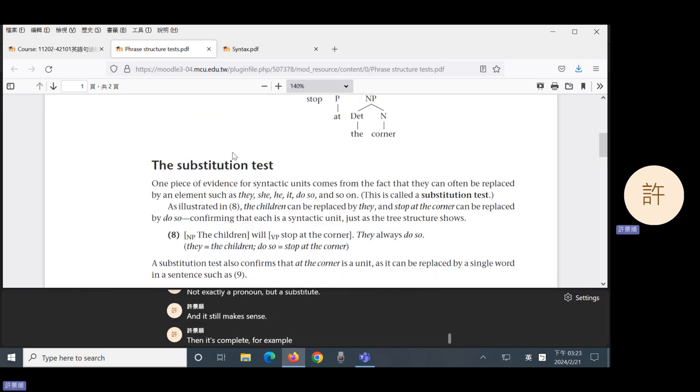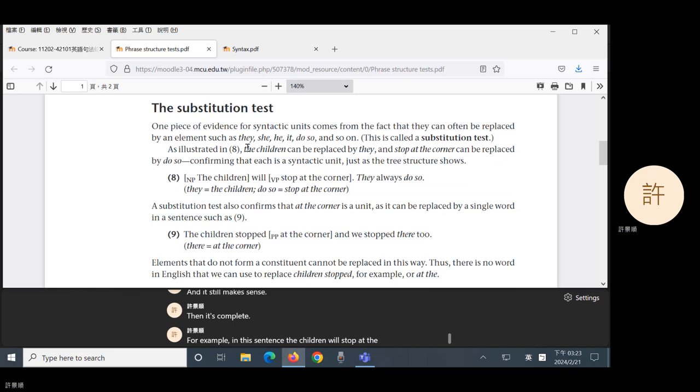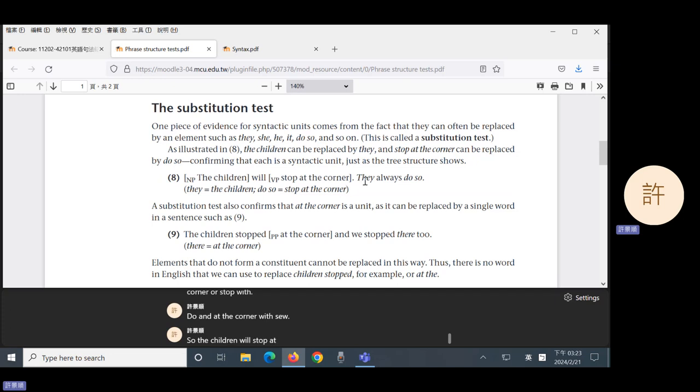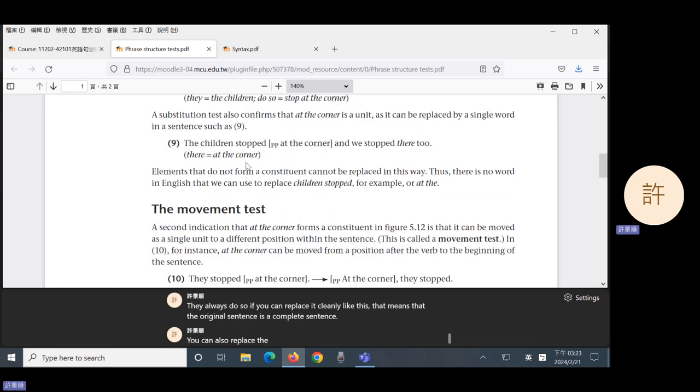For example, in this sentence, the children will stop at the corner. You can replace the children with they, you can replace stop at the corner or stop with do and at the corner with so. So the children will stop at the corner, they always do so. If you can replace it cleanly like this, that means that the original sentence is a complete sentence. You can also replace a location with there. The children stopped there. So if you do these replacements and the sentence still has leftover ideas, then it is not a complete sentence.